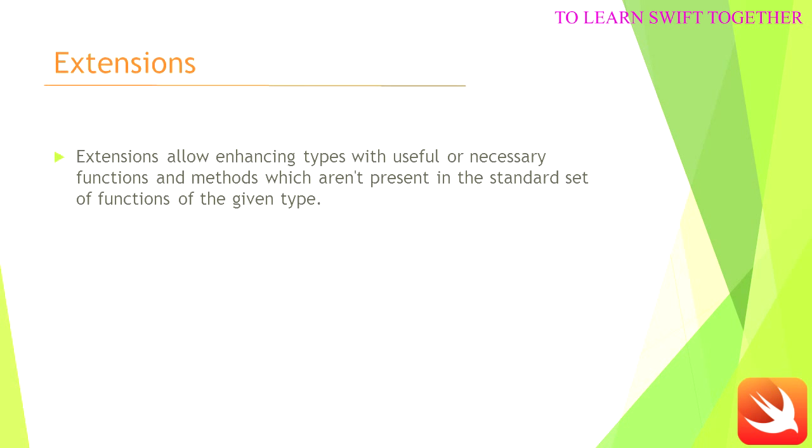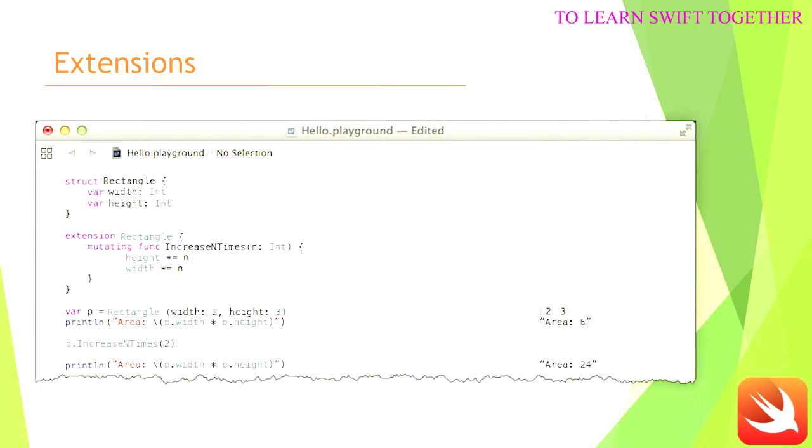The final subject we'll deal with are extensions that allow enhancing types with useful functions which aren't there in the standard set of functions of a given type. If you've programmed before in Objective-C, extensions are very similar to Objective-C categories. We can extend any named data type.